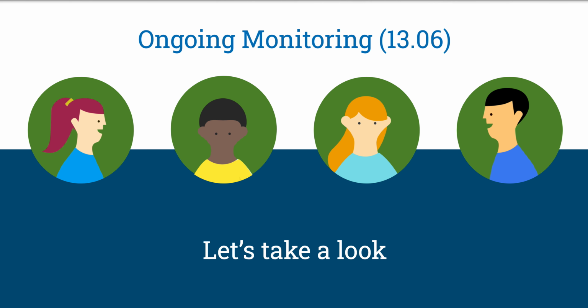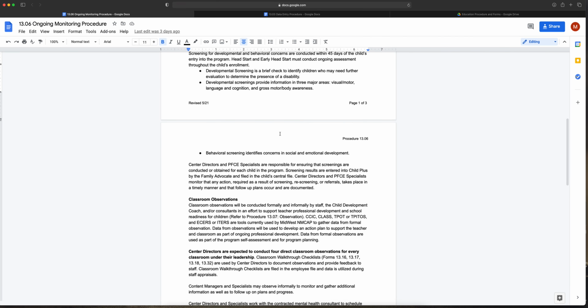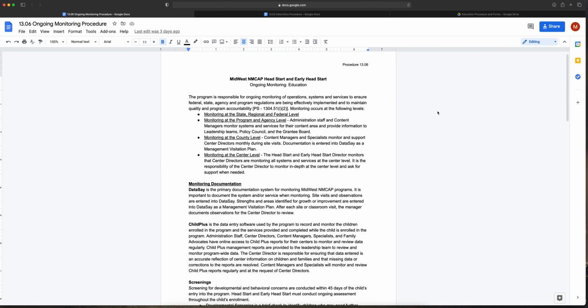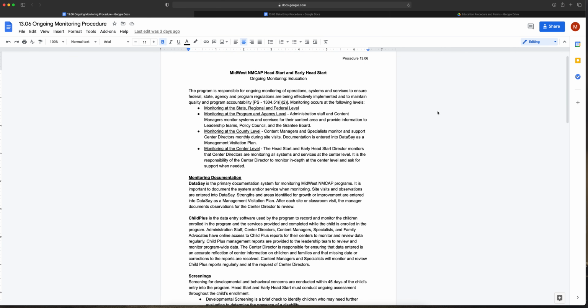We're going to talk about ongoing monitoring, which is procedure 13.06. Let's go ahead and take a close look at this procedure. And again, this procedure is located in your Procedures and Forms folder on the drive, as well as in your Procedures and Forms book. So here's procedure 13.06. Procedure 13.06 is specific to ongoing monitoring.